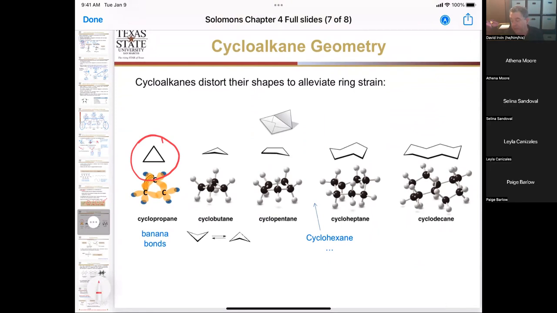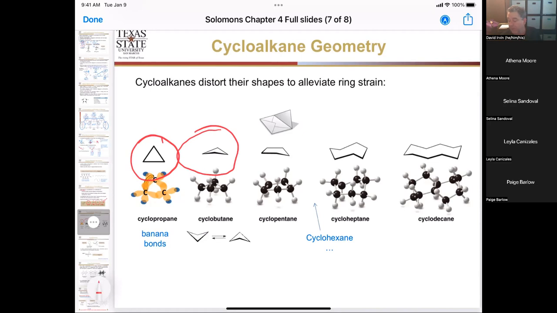Okay, now in cyclobutane, we have a little bit more flexibility, and actually it goes to what we call a pucker. And so it actually is relieving some of the ring strain by moving into this puckered format, but it doesn't relieve all of the ring strain.